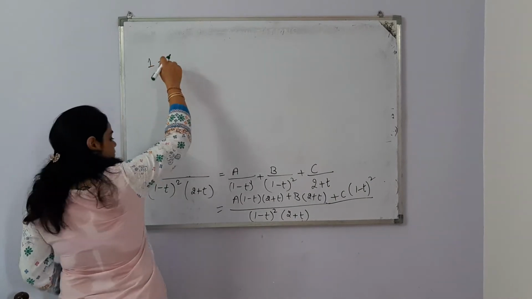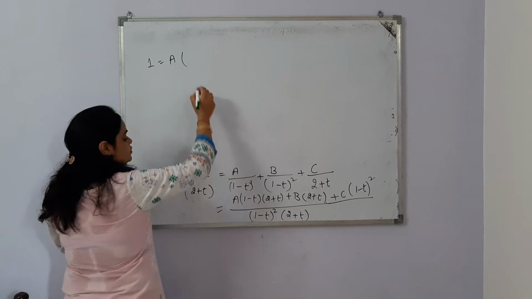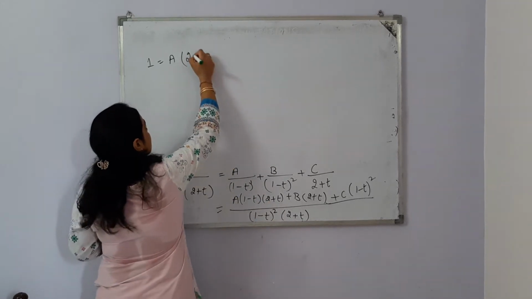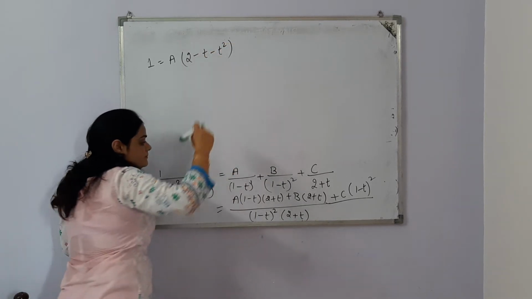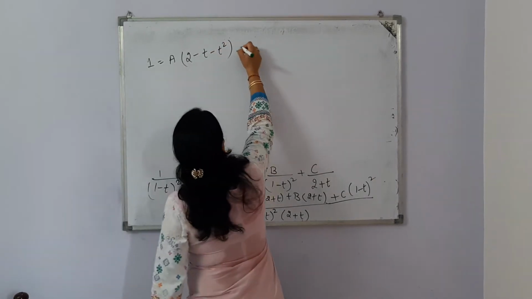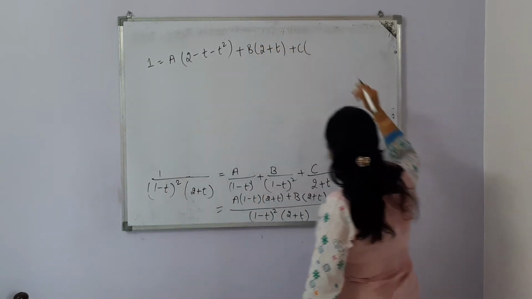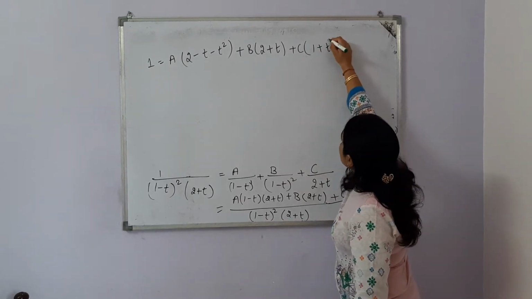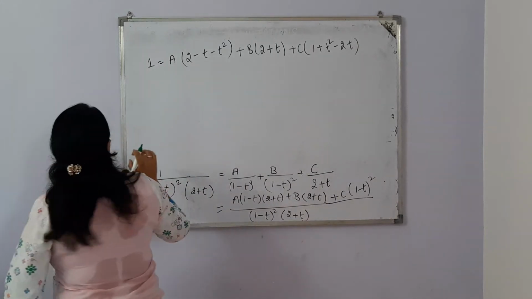1 equals a into, first of all, we'll multiply 1 into 2: 2 minus 2t plus t, which is minus t squared, plus b into 2 plus t, plus c into, here the (a minus b) whole squared formula is applicable: a squared plus b squared minus 2t. Now we'll compare the coefficients.